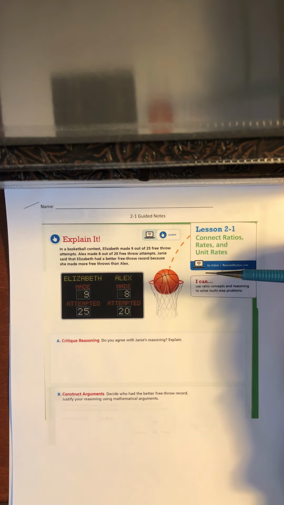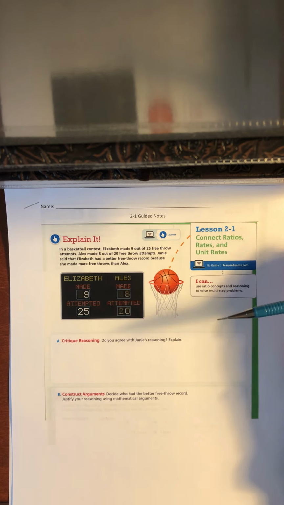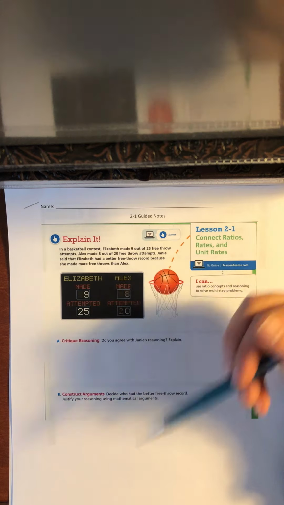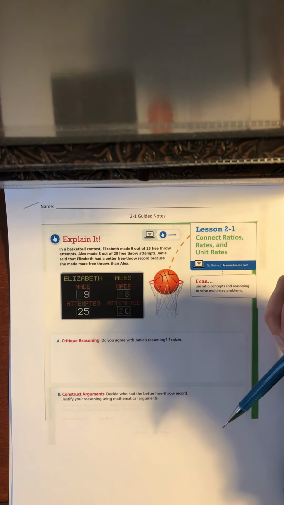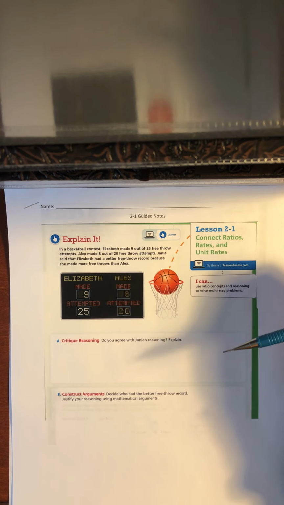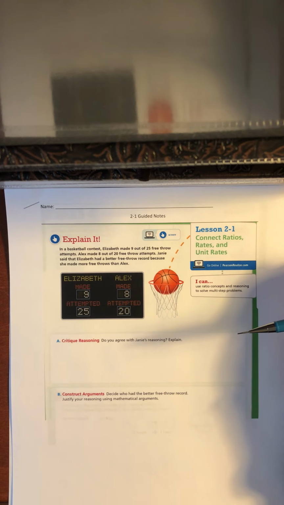I'm going to post these guided notes on Google Classroom. So if you would like to print them out and do them with me, you can. If you don't have a printer at home, that's okay. You can just open your book to 2-1 and follow along.